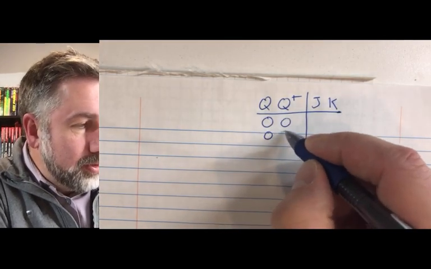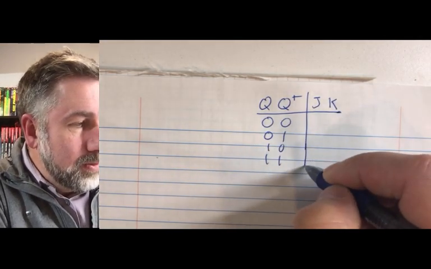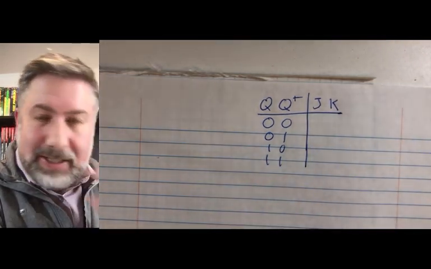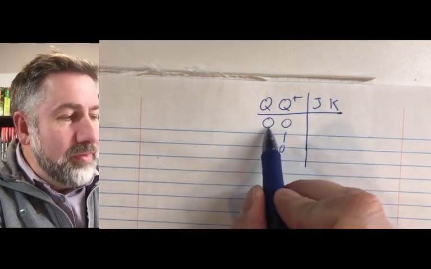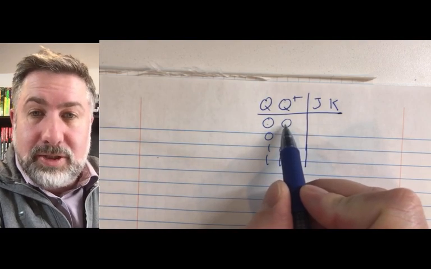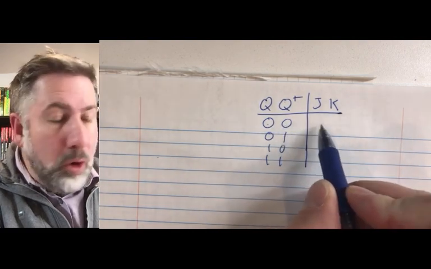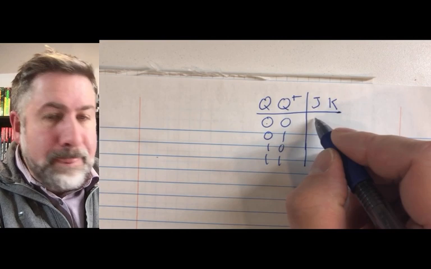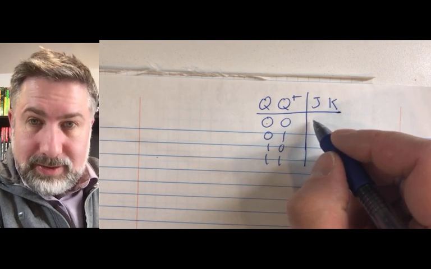Well, there's 4 possibilities. And again, if we remember the functionality of the JK flip-flop, if I'm in state 0 and I want to proceed to state 0, I have 2 options. I can either hold, which is 0, 0, or I can reset, which is 0, 1.